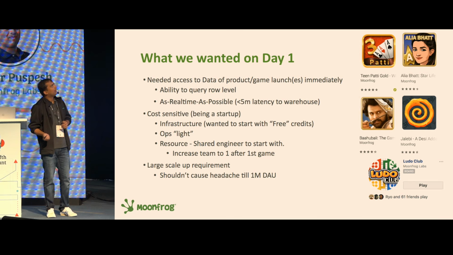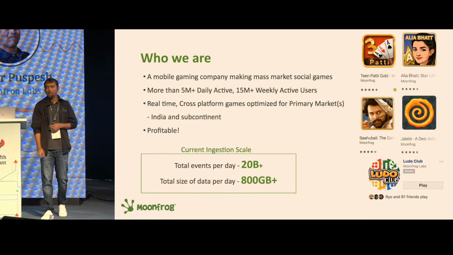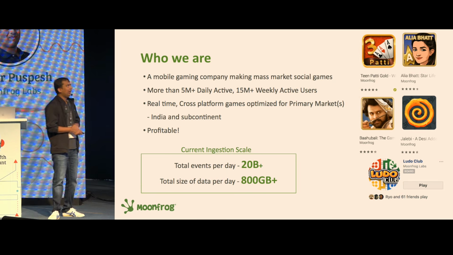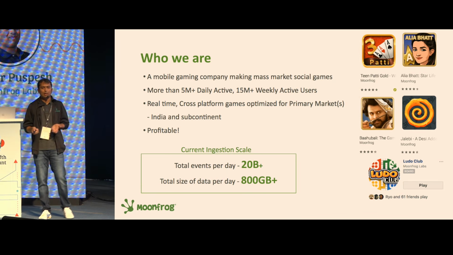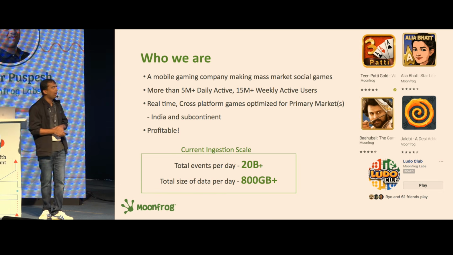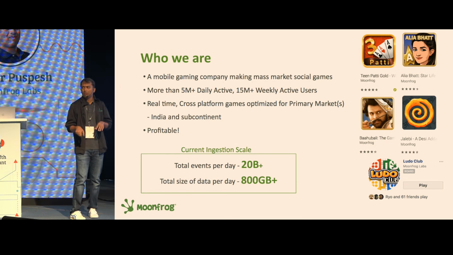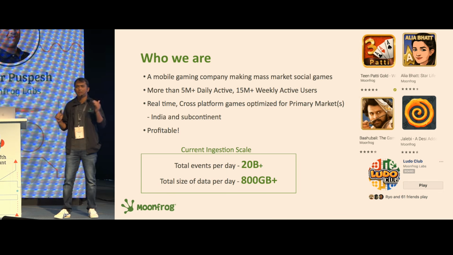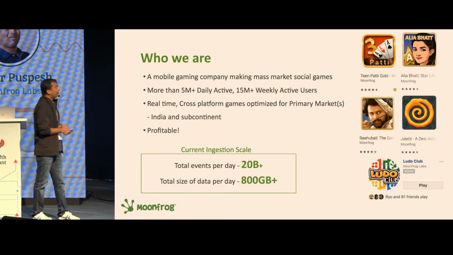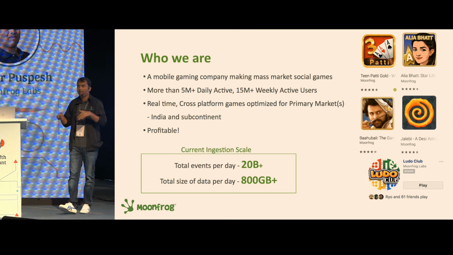So who we are? We are a mobile game development company based out of Bangalore. We are Moonfrog. We are making mass market mobile games primarily for all Indians and the Indian subcontinent. We are approximately 5 million plus daily active users as of now. So large scale in terms of product, and 15 million plus weekly active users. We make real-time cross-platform games for the Indian subcontinent.